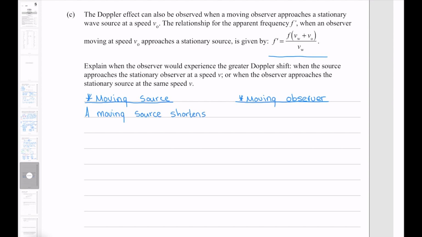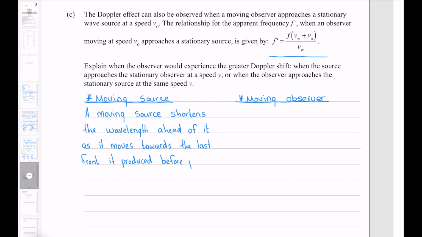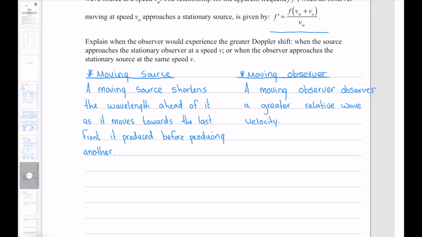A moving source shortens the wavelength ahead of it as it moves towards the last wavefront it produced before producing another. A moving observer observes a greater relative wave velocity. The equation for a moving source is our familiar Doppler effect equation, and for an approaching source that is going to be v minus Vs. Now for our moving observer, we're given the equation above, where we'll just call our velocities V.